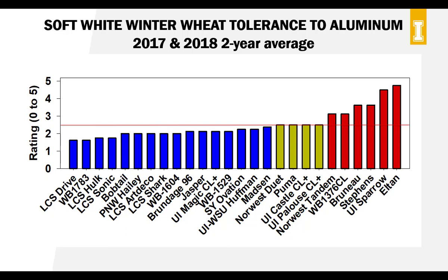The varieties I've indicated in yellow here, those are getting near that threshold, and I've arbitrarily put this number of 2.5 in there. When you get to a 3, those plants are still alive, but they're being dramatically impacted. They have very reduced tillering, they're stunted. The 4s and 5s are extremely stunted or dead. So those you definitely want to avoid. So things like Norwest Tandem, Westbred 1376, Bruneau, Stevens, UI Sparrow, and Eltan are among the most sensitive varieties.